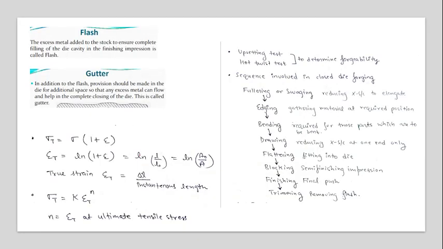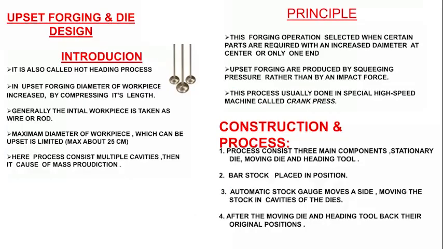Then, we have just now discussed the formulas for true stress, true strain, and your flow stress. Then these are different kinds of forging operations that you read and you should know. How we start forging, these are the sequence in a closed die forging, what each is called, that you should know.